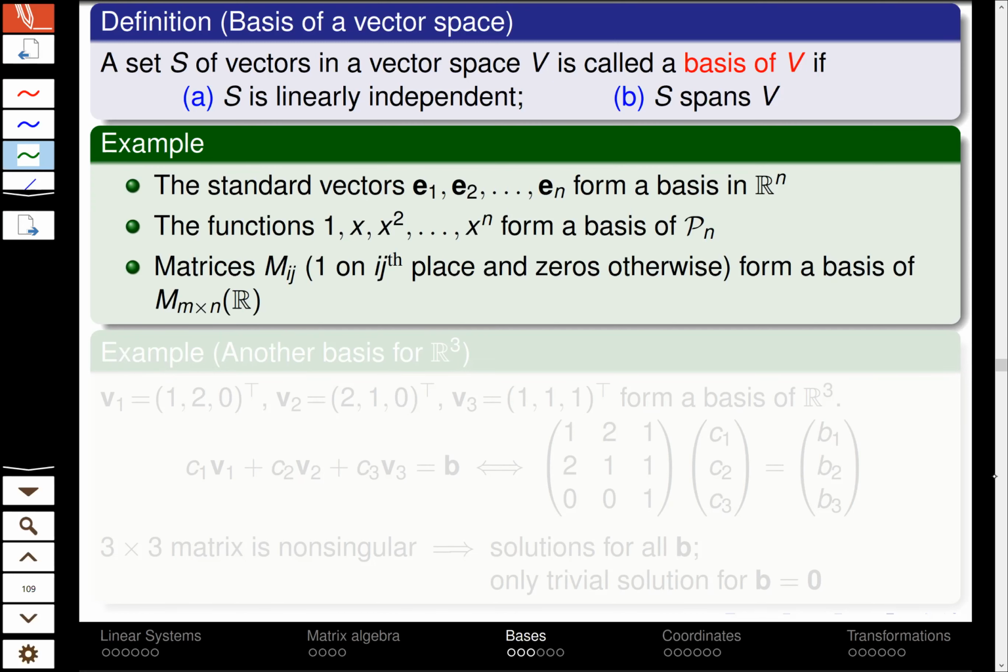Therefore, it's a basis. In a similar manner, we can show that functions 1, x, x squared, and so on form a basis for Pn, the set of all polynomials of degree at most n. And these matrices Mij. Why P? What does it mean, Pn? P is for polynomial, the first letter of polynomial, and n is the maximal degree of this polynomial.